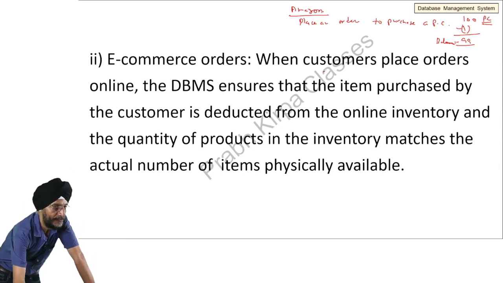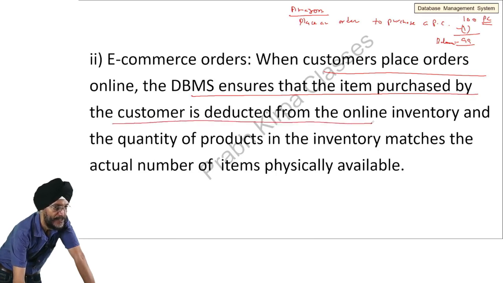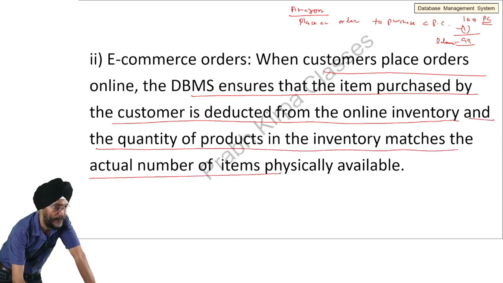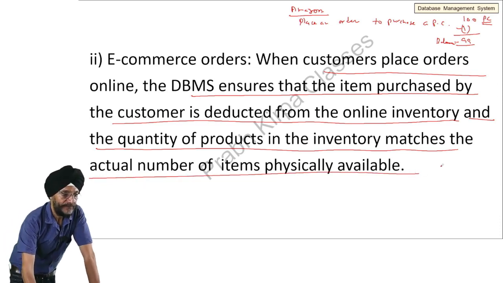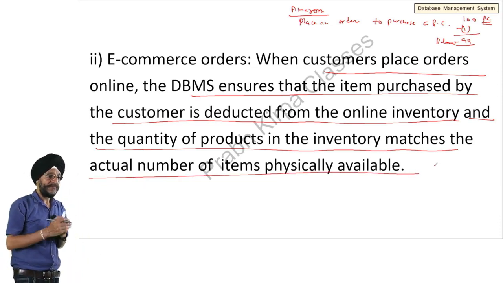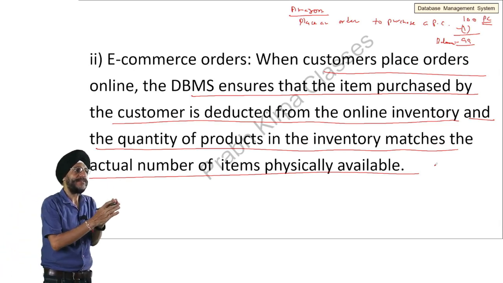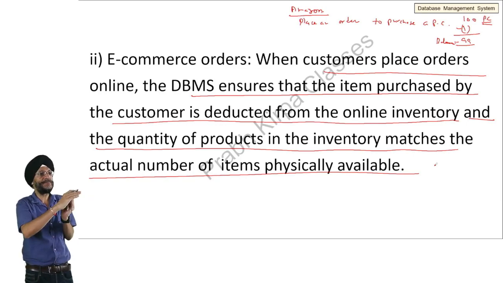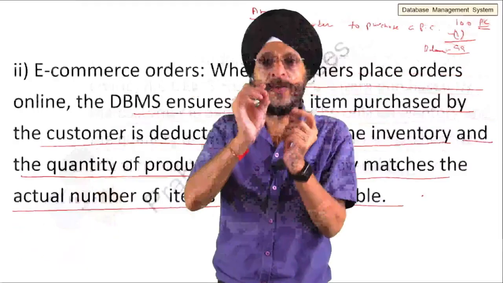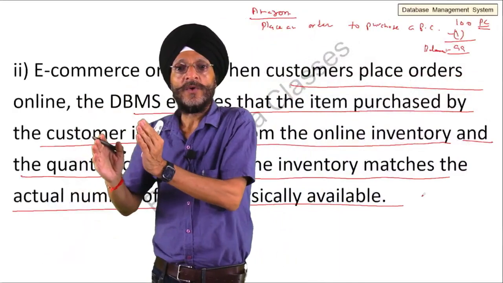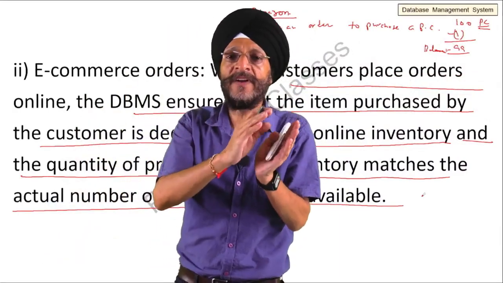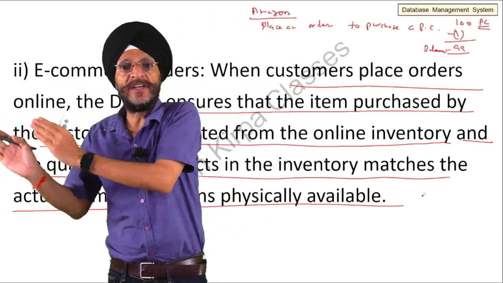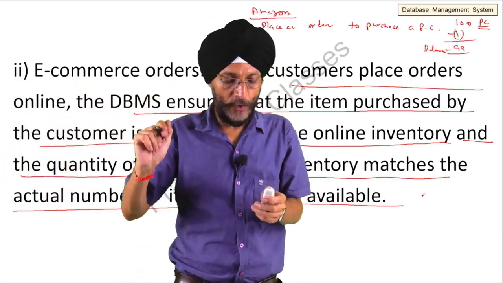Let us read. When customers place orders online, the DBMS ensures that the items purchased by the customer are deducted from the online inventory and the quantity of products in the inventory matches the actual number of items physically available. It means that whenever a purchase is made by a customer, the DBMS will immediately deduct the quantity of products purchased from the online inventory so that the online inventory matches the physical quantity available in the Amazon store.